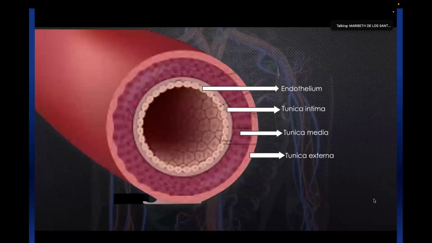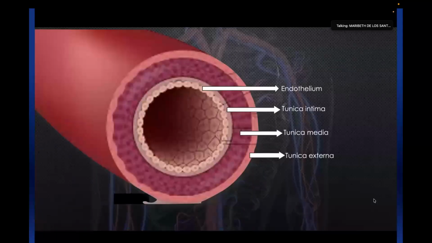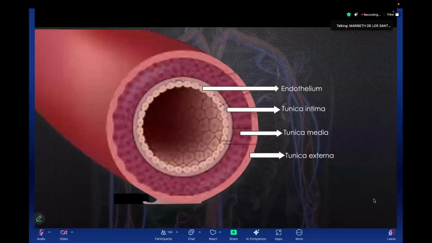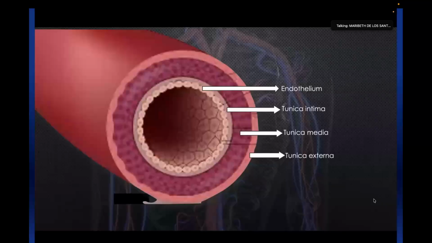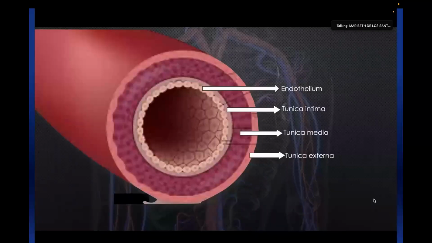The tunica adventitia or tunica externa, which is the outermost layer of the aorta. This is composed primarily of connective tissue or collagen and fibroblasts. This layer also contains tiny blood vessels called vasa vasorum and nerves. And the main function is to anchor the aorta to surrounding structures and provide tensile strength. No? Just a short review of the anatomy.